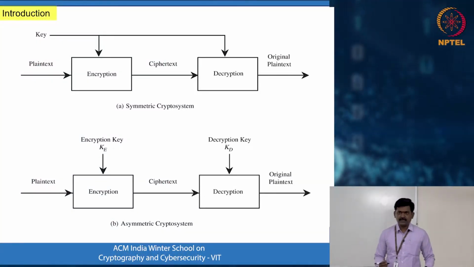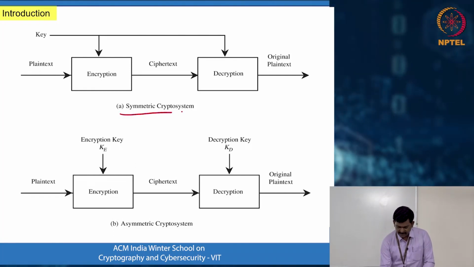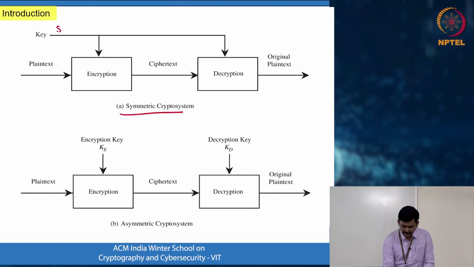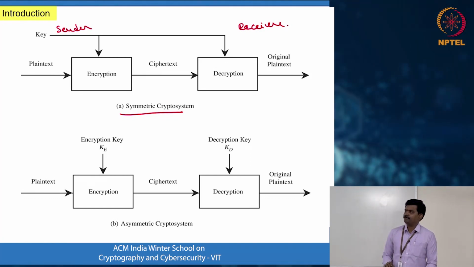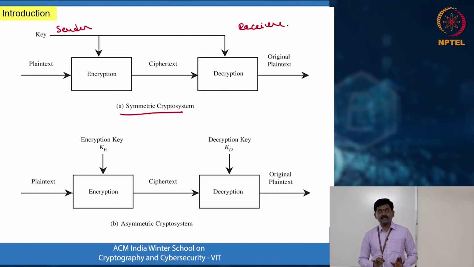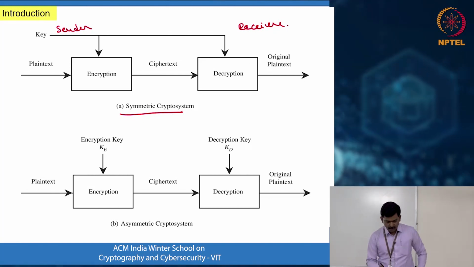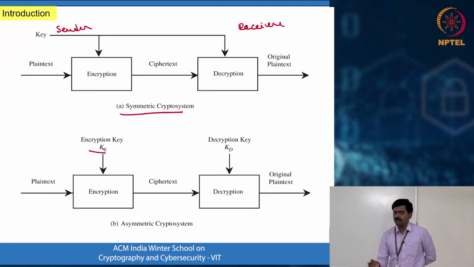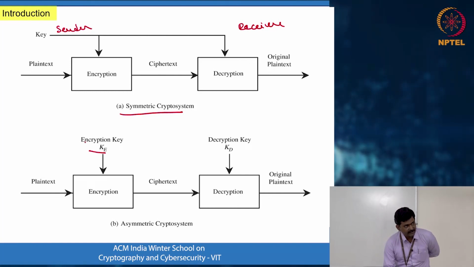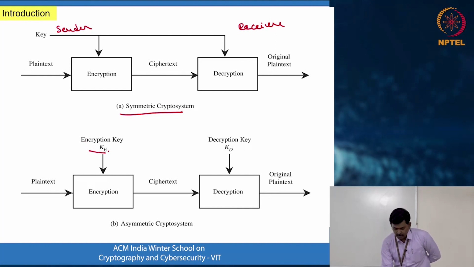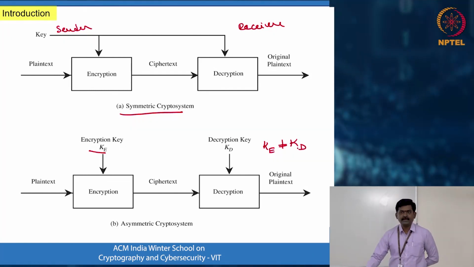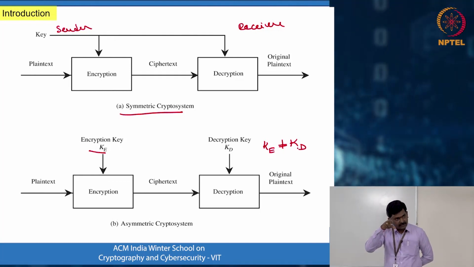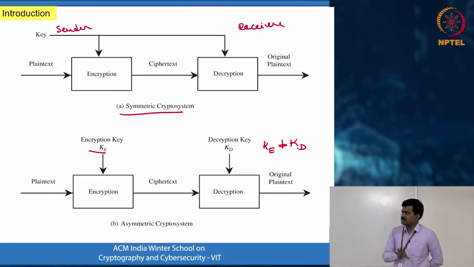Look at this image. We said symmetric crypto systems are ones in which the key is shared between the sender and receiver. Now, when it comes to asymmetric, is the key shared? No. You are using one key for encryption and an altogether different key for decryption. I have written them as K1, K2, but now you get KE and KD, the key used for encryption and the key used for decryption, where KE is not equal to KD. This is an asymmetric system.